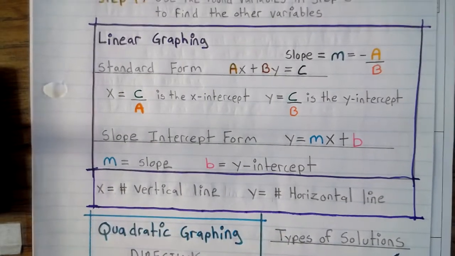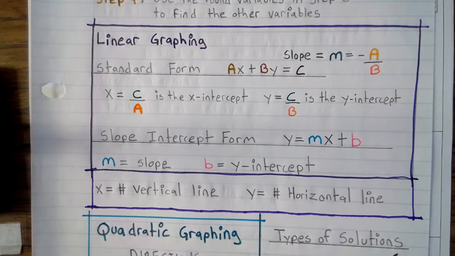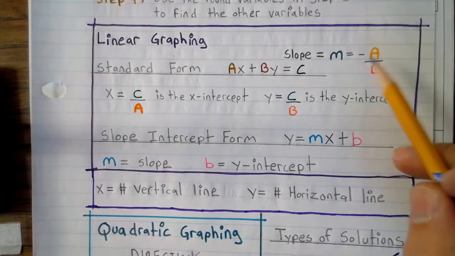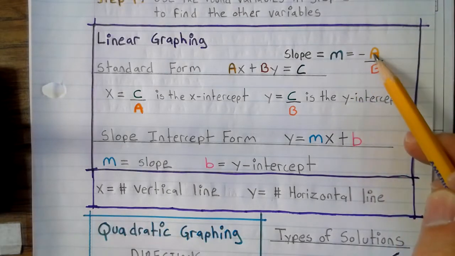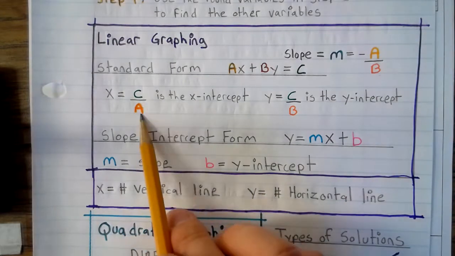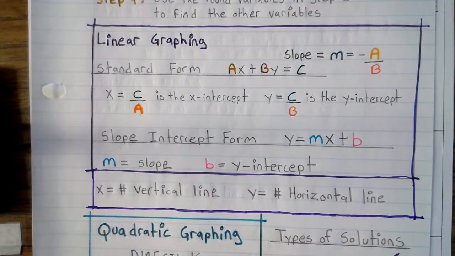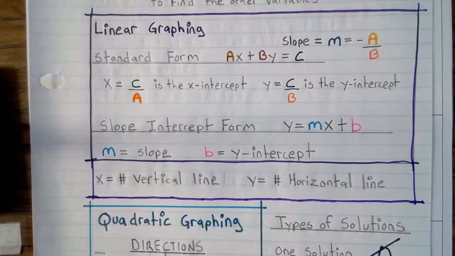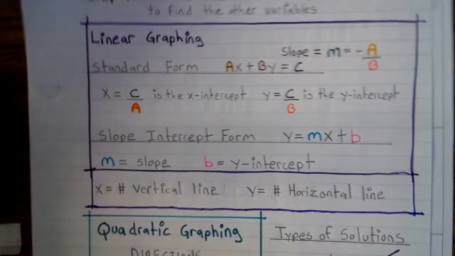Now, let's look at linear graphing. Standard form is ax plus by equals c. The slope, which we know as m, is equal to negative a divided by b. The x-intercept is x equals c divided by a, and the y-intercept is c divided by b. In slope-intercept form, y equals mx plus b, m is the slope and b is the y-intercept. And x equals a positive number is a vertical line, and y equals a number is a horizontal line.